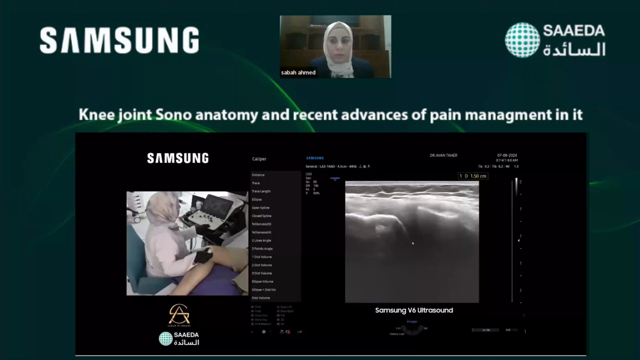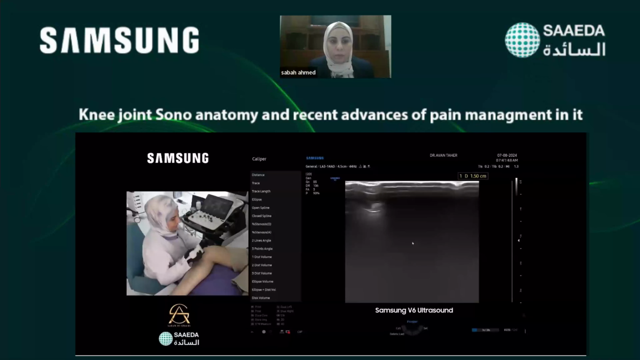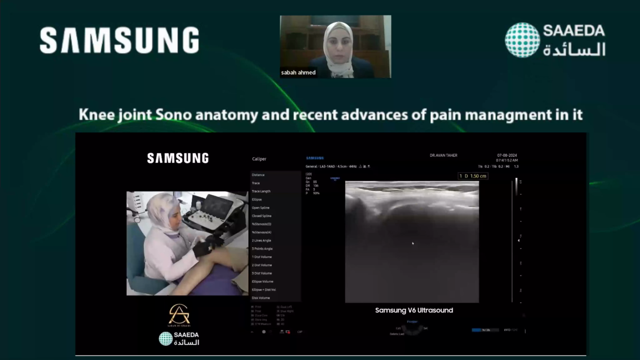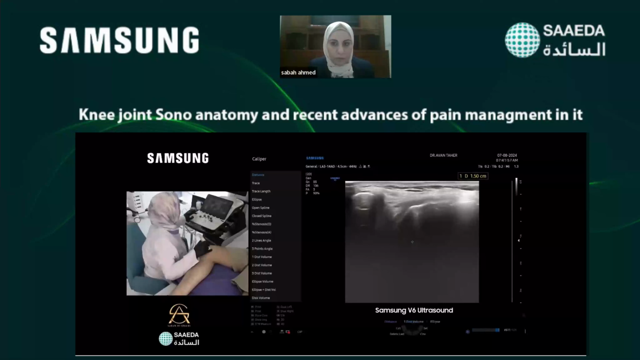Now come to the patellofemoral. So I palpate the patella and put my probe, the right side toward the patella and the other side toward the femur. So this ligament, the second layer, is called the patellofemoral ligament.